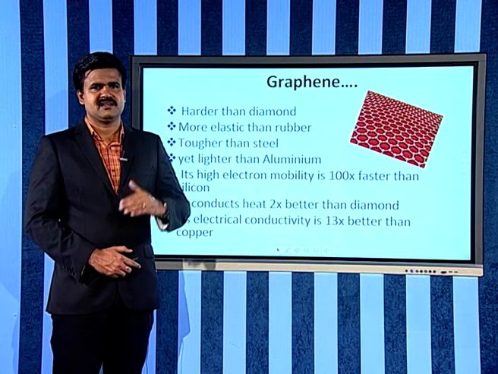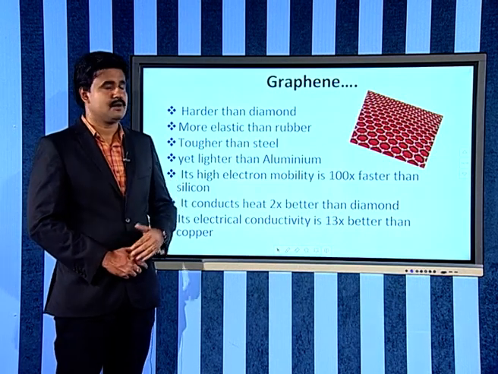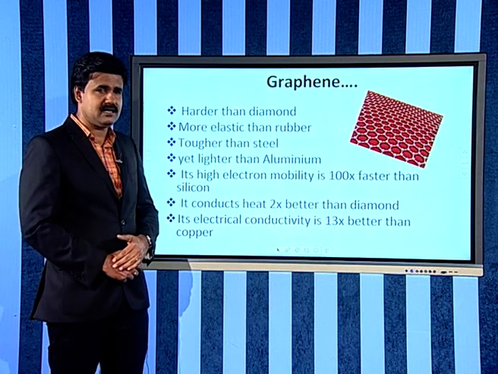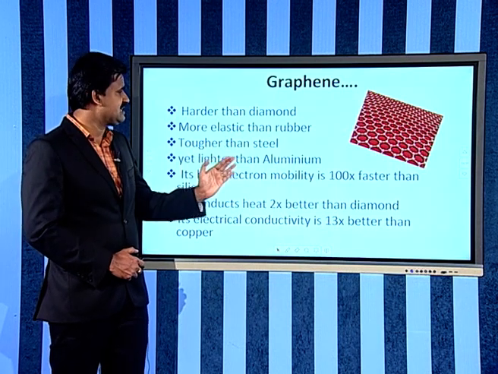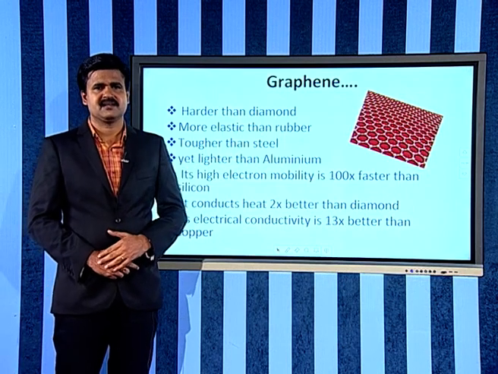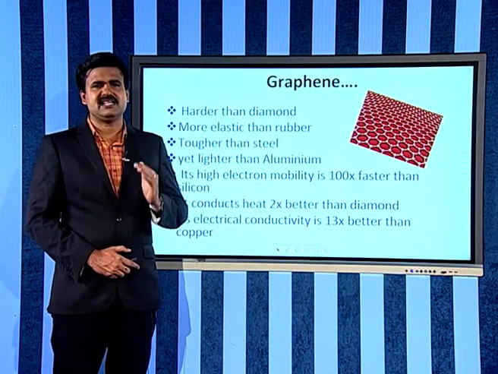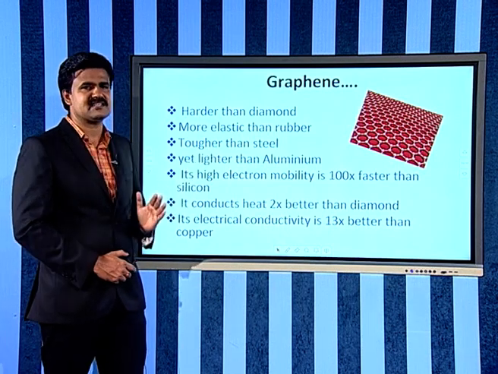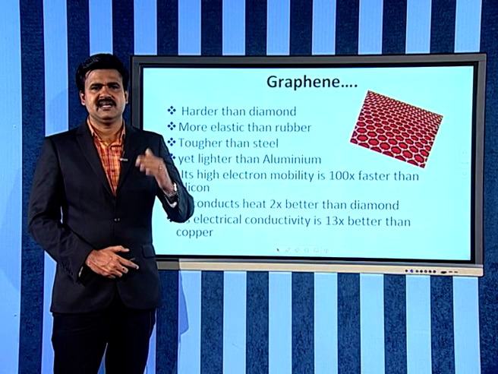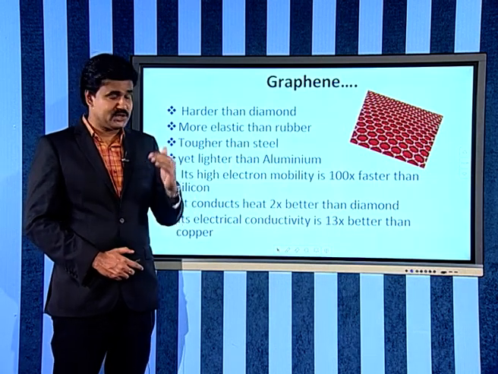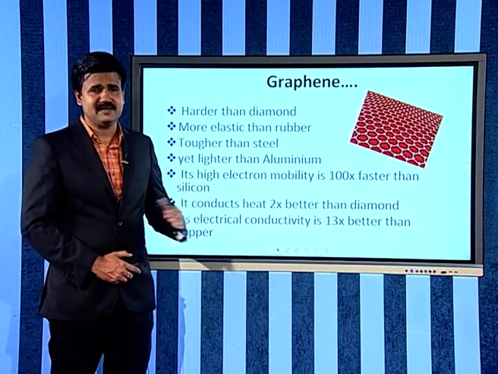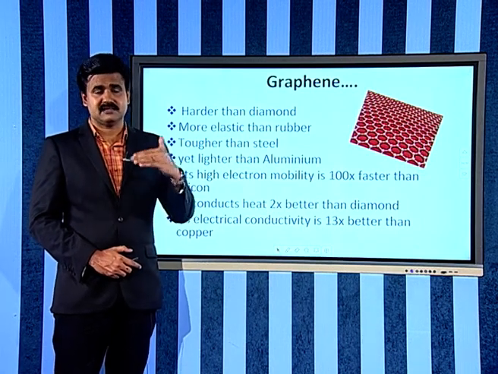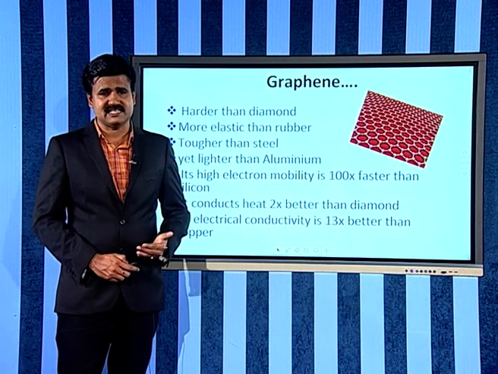Graphene is harder than diamond, more elastic than rubber, tougher than steel, yet lighter than aluminum. Its high electron mobility is 100 times faster than silicon. It conducts heat 2 times better than diamond. Its electrical conductivity is 13 times better than copper.